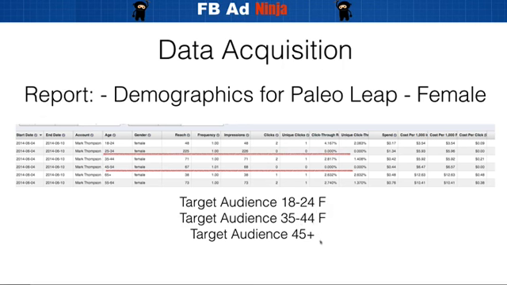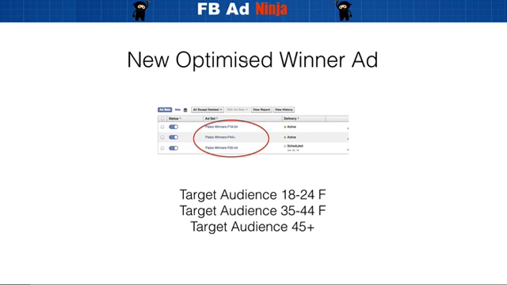So you can quickly see how, after a few days, by looking at my reports and breaking up my campaign, I can get a good idea of where I can get cheap clicks from, and that's what I'm going to target. And here you can see this is my new optimized ad, which I've called Paleo Winners. It's 18 to 24, 45 plus, and 35 to 44.